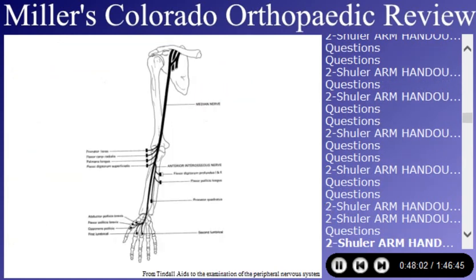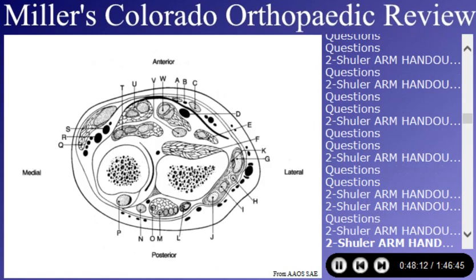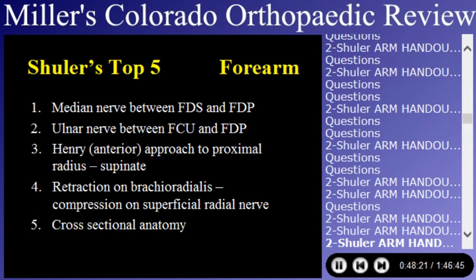Remember, these diagrams are extremely helpful in determining, with nerve injuries and lacerations, what's expected to come back first and what's expected to come back last. Hint, hint, once again. Diagram showed up on the exam. I left it unlabeled just so you can practice. Top 5: median nerve is between the FDS and FDP. Ulnar nerve between FCU and FDP. Anterior approach to the proximal radius, you supinate. Kocher approach, you pronate. Retraction on brachioradialis, don't forget, compression of superficial radial nerve, and know your cross-sectional anatomy.